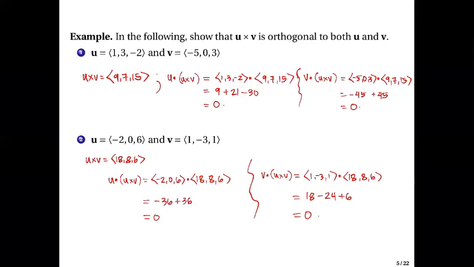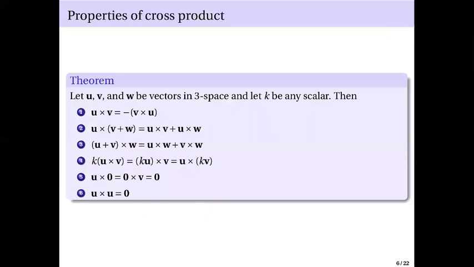Question? Now, more properties. Let U, V, and W be vectors in 3-space, and let K be any scalar. Then the cross product U cross V is equal to the negative of V cross U. So if you interchange the factors U and V, you have to take out a negative.